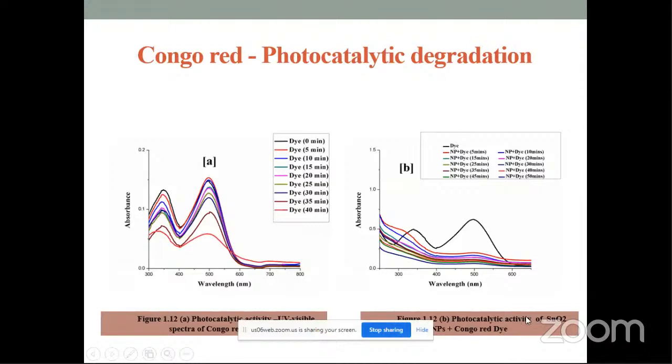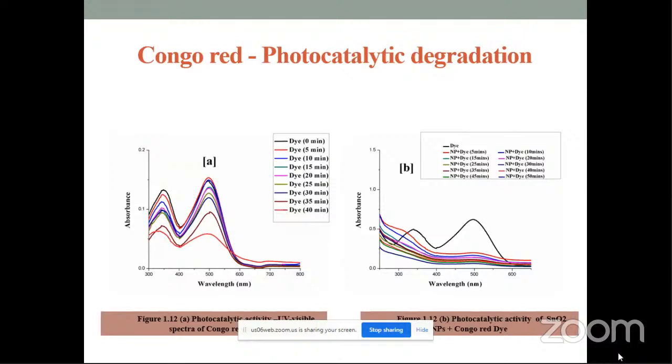And here we can see that at exactly 365 nanometer, in the presence of UV light, we have done it for every 10 minutes with the dye without nanoparticles and with nanoparticles, and we are collecting the sample every 5 minutes. We have collected the samples, and the spectral degradation we have noted down between 200 to 400 nanometer.